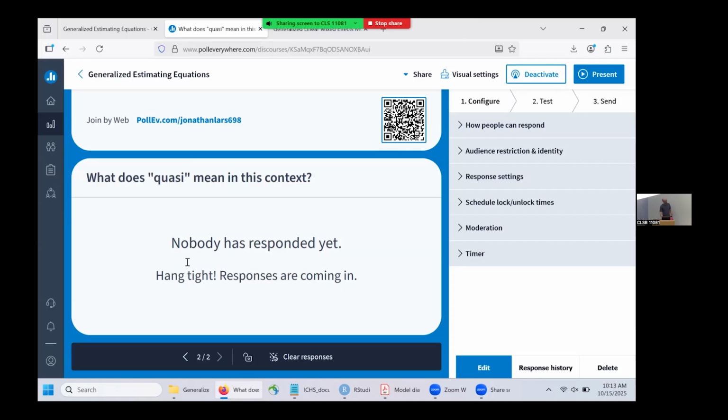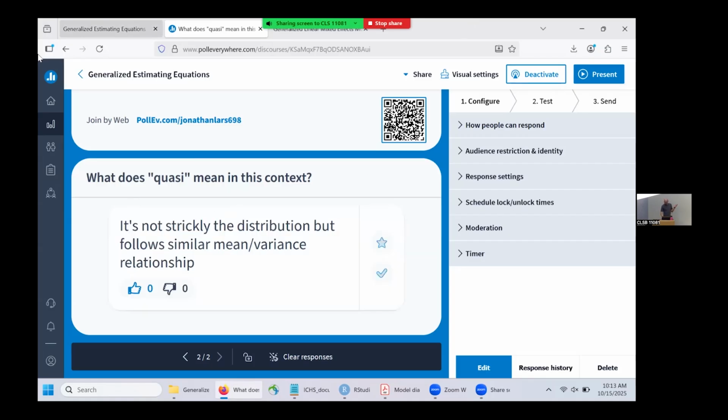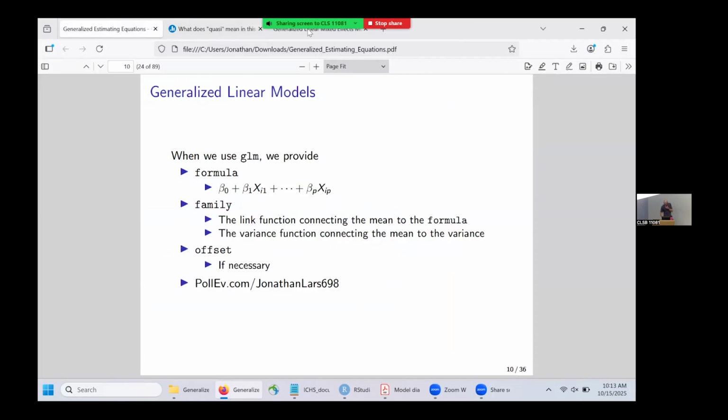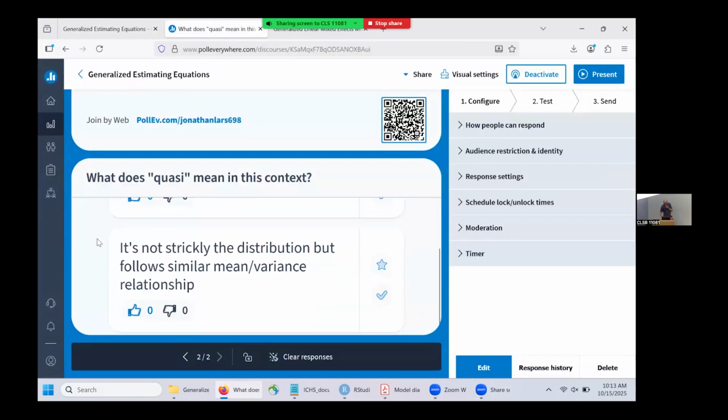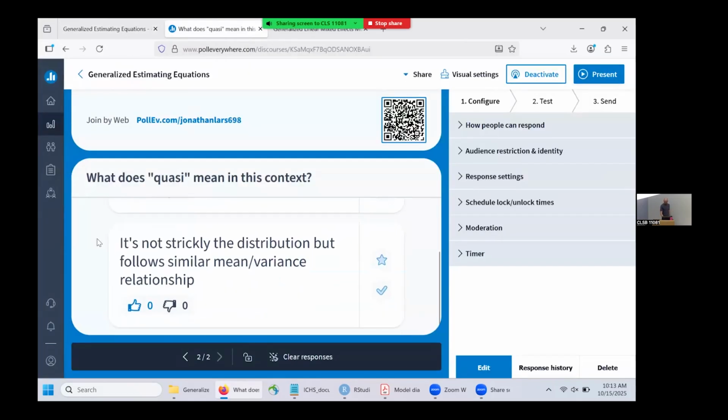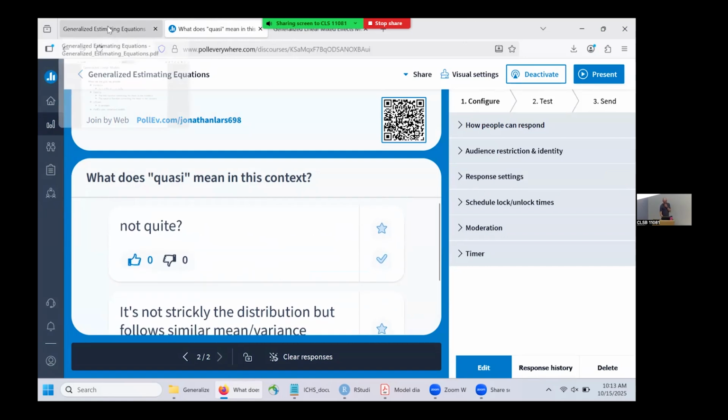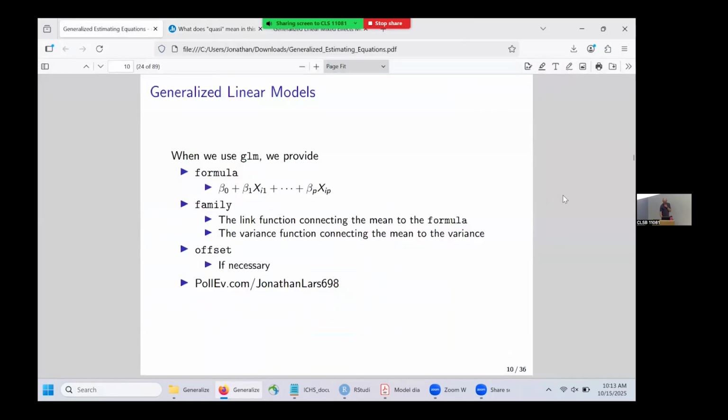All right. Okay, so this has stumped people. That's not a problem. We're going to talk about it. Oh, wait, did I get a response? Yeah. Oh, great. Okay. Not quite. Great. It's not strictly the distribution, but follows similar mean variance relationship. Okay, great. That is a great summary. Great. So let's talk about this.